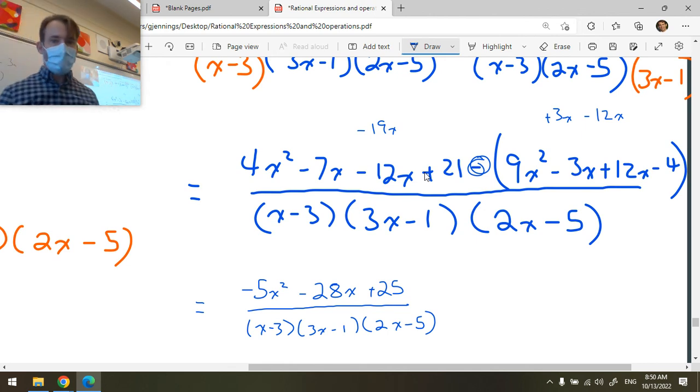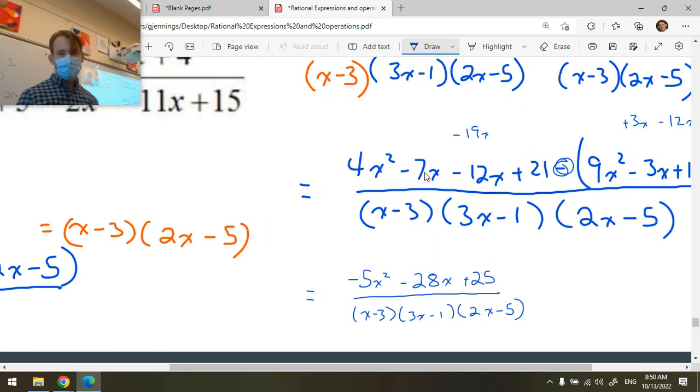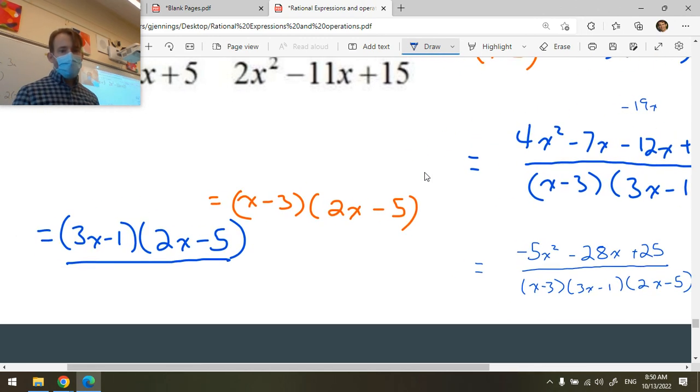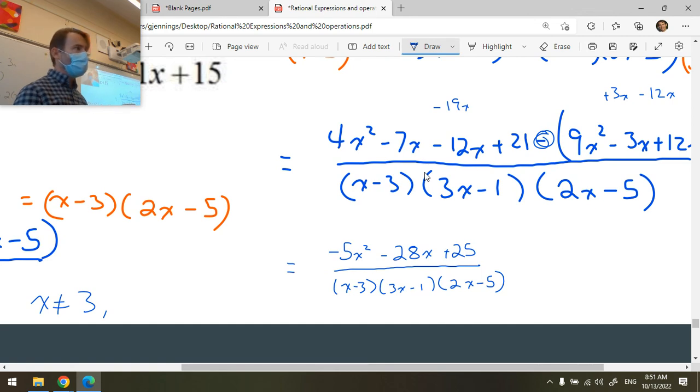Okay, so we're forgetting one step in this problem. What step do we forget? X cannot be what? There's one that's an integer, and the other two are fractions. So x cannot be positive 3. And what are the fractions that it can't be? 3x minus 1 can't be 0. So x can't be 1/3.